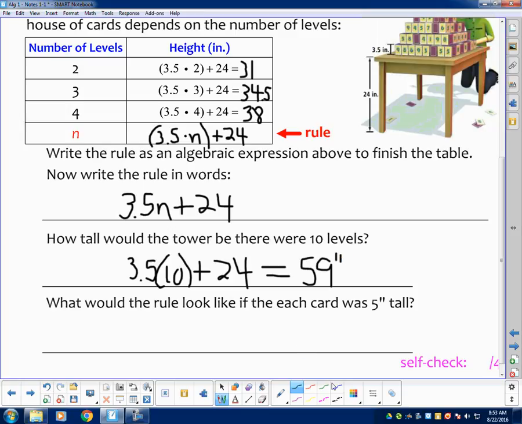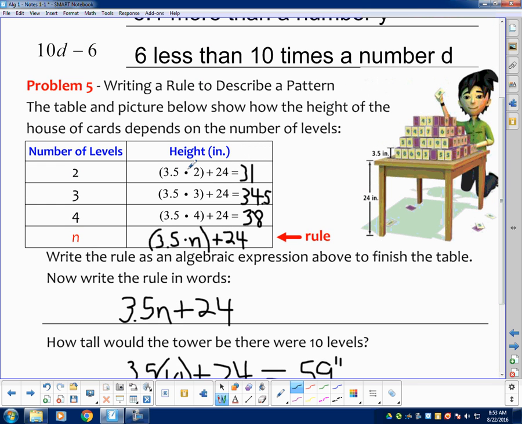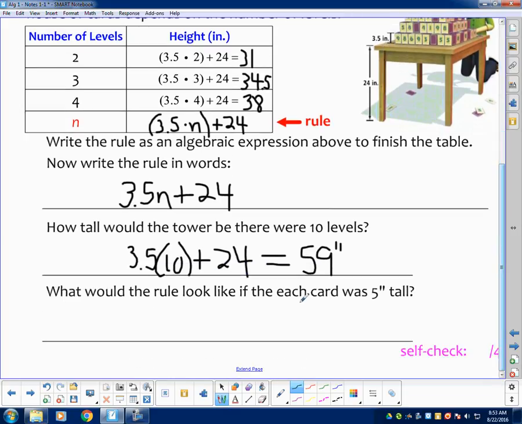What would the rule look like if each card was 5 inches tall? So in the one up above, it says the height of the card is 3.5 inches. You can see it over here. If we switch it to 5 inches, the rule would just change right here. You would have 5 times n plus 24 instead of 3.5 times n. That's the only change. So I hope this helps.